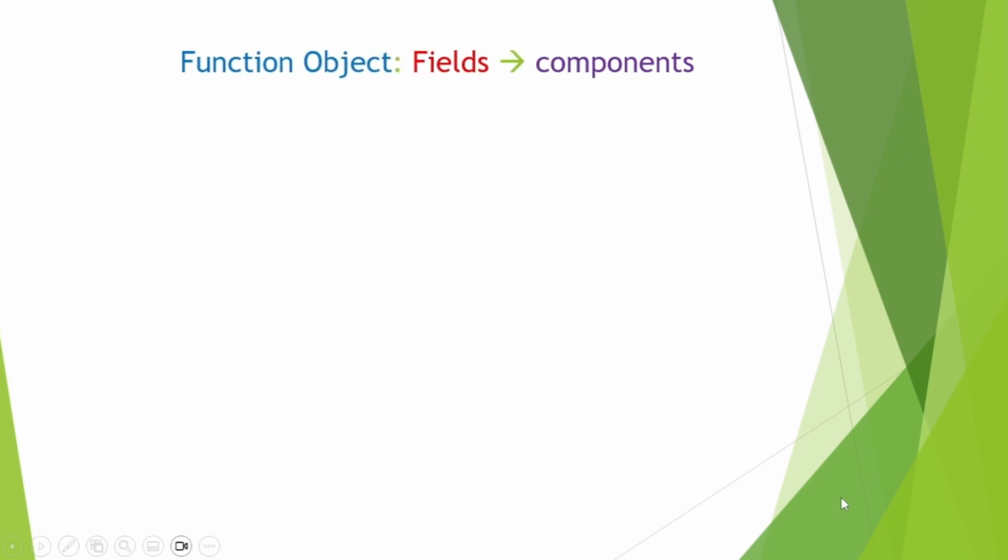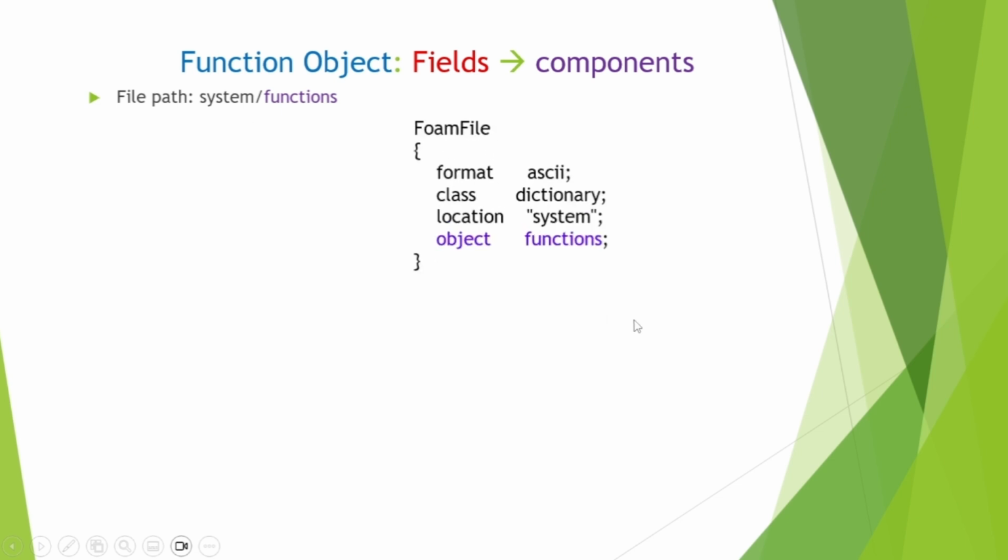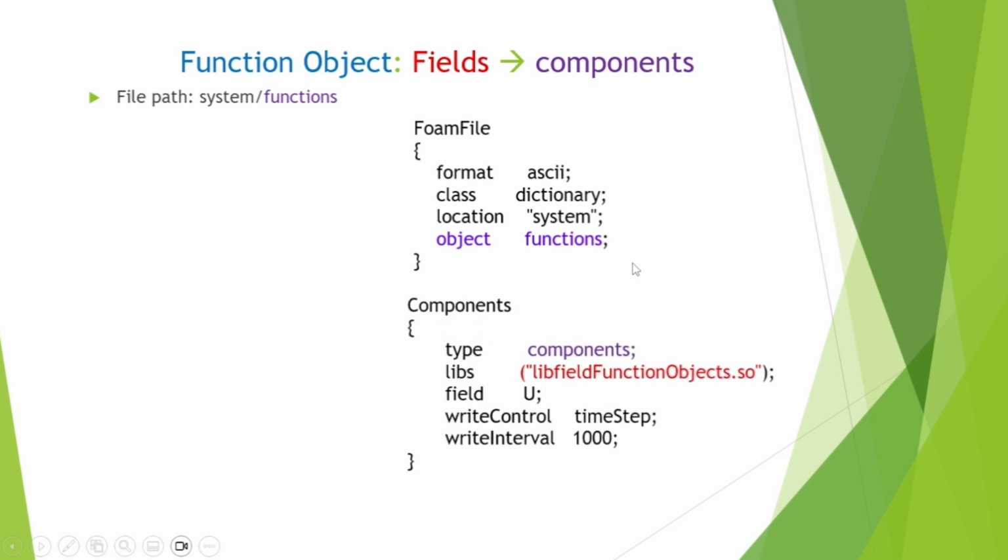Now let us start writing the file functions in the system folder. This is the file path. We write the file functions in the system folder. You can copy paste any of the existing files and rename it as functions. Then there is a standard block which we add at the beginning, FoamFile, and the object is functions. Then to extract the velocity components, we need to add this block. So this contains type. We write here components. So here these components, you can write any name.